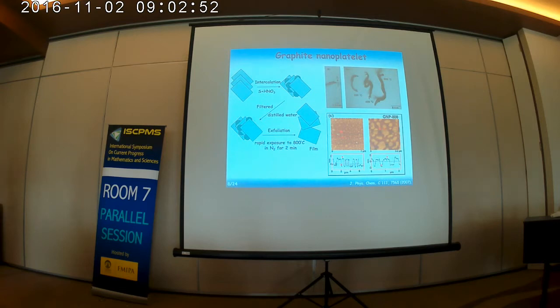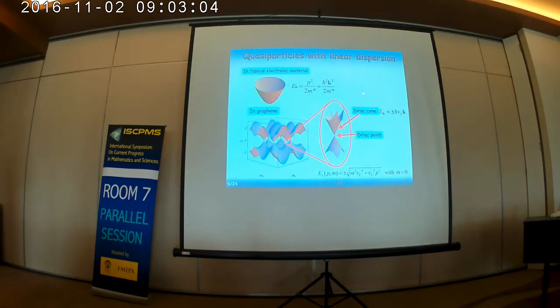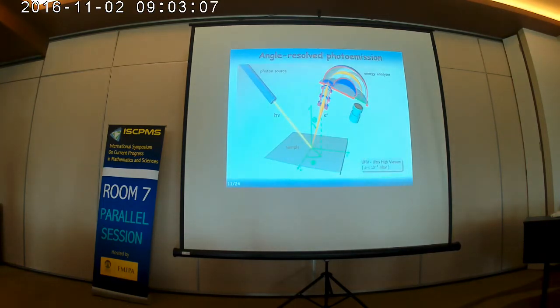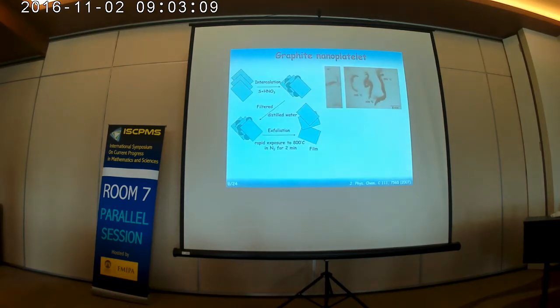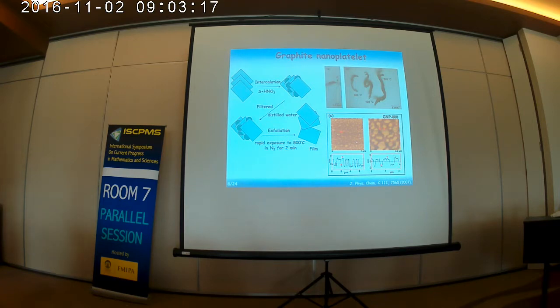The AFM image shows that each nanoplate has dimensions around 500 nanometers. So the starting material's dimension is 500 micrometers, and now we are down to 500 nanometers. And the thickness of this nanoplate is around 1.4 nanometers. So we estimate about 4 layers of graphene.